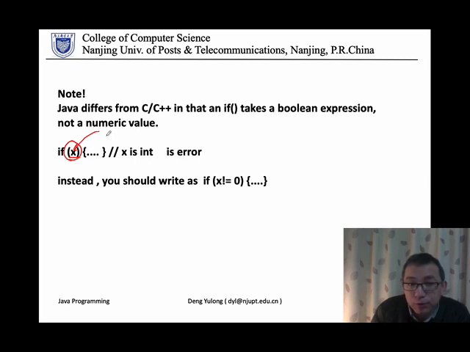So instead of putting an integer x directly into parentheses as in C or C++, in Java you must put a Boolean value into it. So you should write an expression inside it, and once this expression is evaluated, it must give a Boolean result. Maybe it's true, maybe it's false. So it's a very important difference between Java and C and C++. Okay.